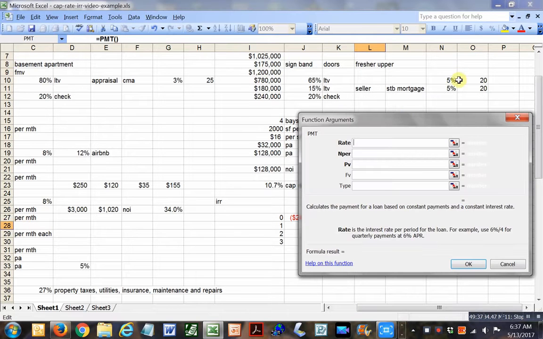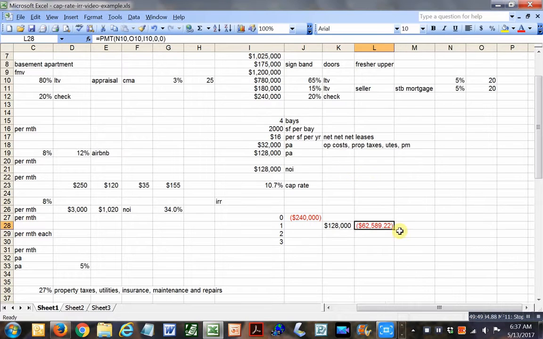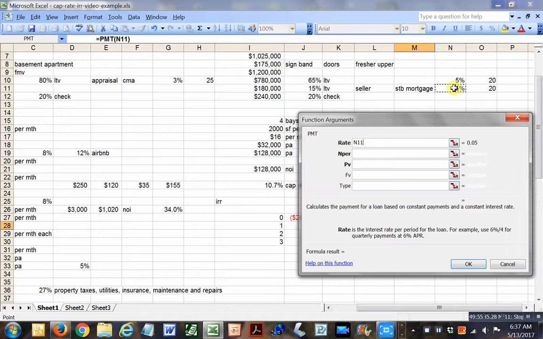So what are our mortgage payments? Let's figure that out. So let's go back up here and select PMT, which stands for payment. Our rate is 5%. Number of periods is 20 years. The present value of the first mortgage is $780. Future value is 0. And we're in Canada, so I'll use that. So we're paying $62,000 a year on that first mortgage.